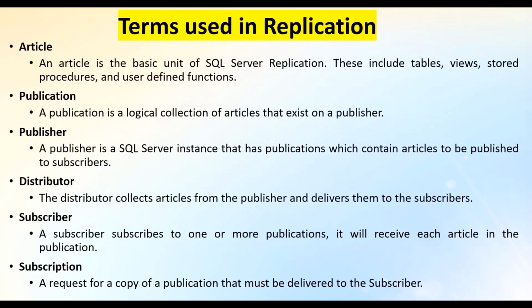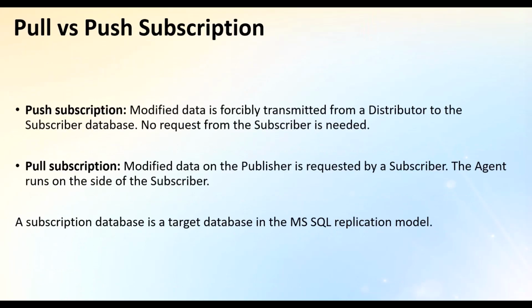We have pull subscription and push subscription. In push subscription, the modified data is forcibly transmitted from the distributor to the subscriber database and no request from the subscriber is required. Whereas in pull subscription, the subscriber has to request the modified data and the agent will run on the side of the subscriber. So we have different types of agents which we will discuss in each type of replication in the coming videos.